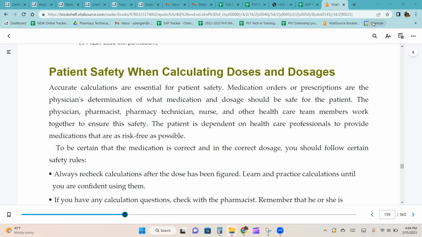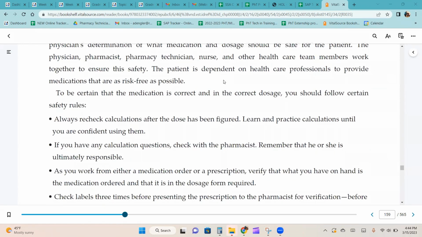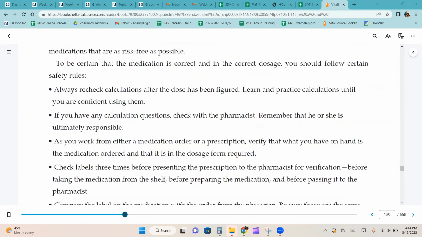Always recheck calculations after the dose has been figured. Learn and practice calculations until you're confident using them. If you have any calculation questions, check with the pharmacist. Remember that he or she is ultimately responsible. As you work from either a medication order or prescription, verify that what you have on hand is the medication ordered and that it is the dosage form required.